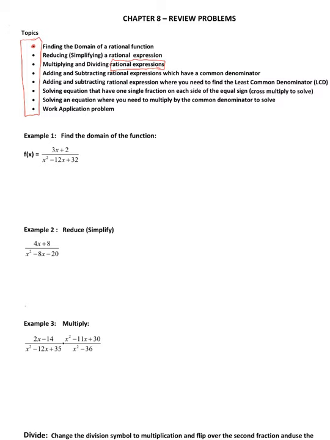We'll add and subtract some rational expressions, the ones that have a common denominator. And in this video, I'll show you how to add and subtract the ones where you have to find the least common denominator. Solving equations that have a single fraction on each side. Those are very easy to solve. And the ones that require a little more thought, solving an equation where you have to find that common denominator and multiply both sides through to solve it.